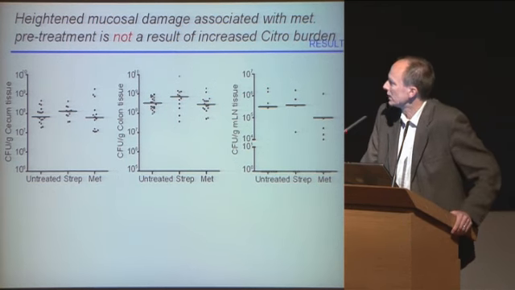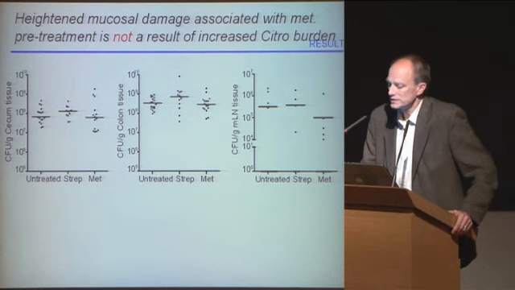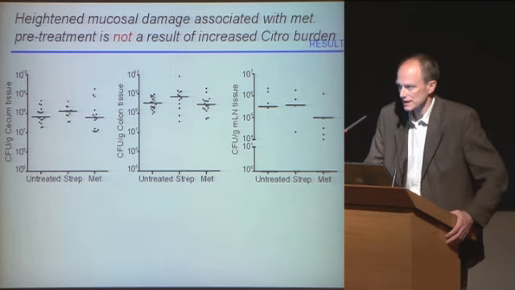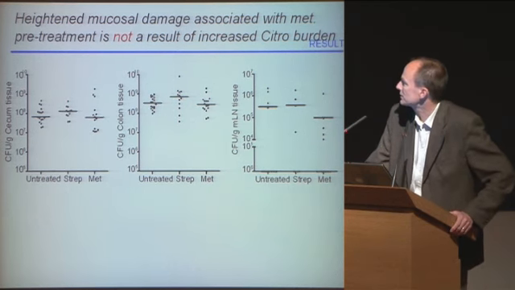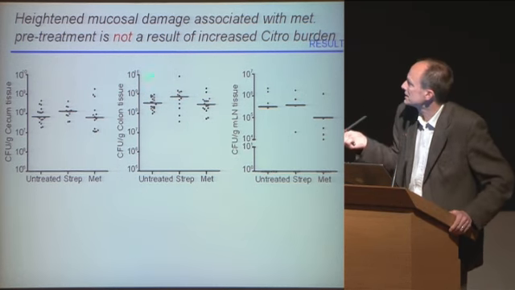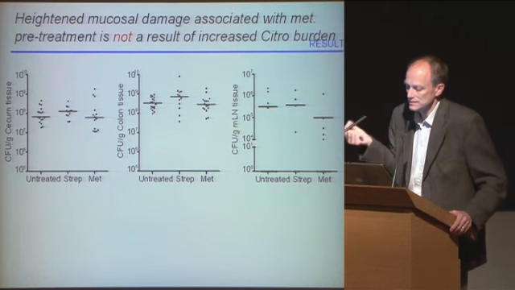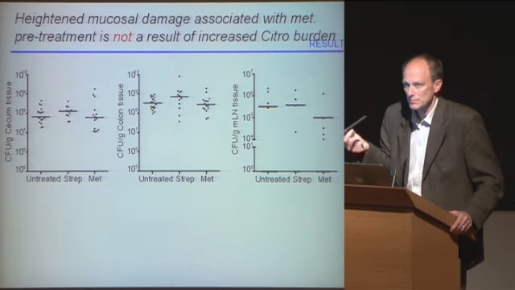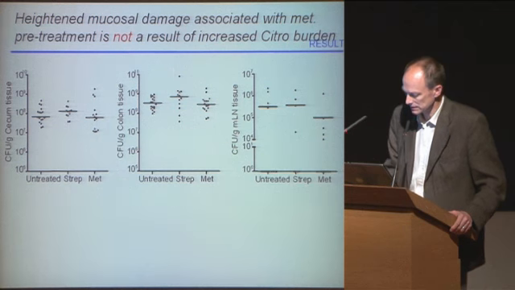Our first reaction was that it's just due to the different bacterial burdens, that metronidazole is affecting the total number of bacteria that are present. But what we found is that it's not a result of having more Citrobacter there. That doesn't seem to be the reason. The amount of Citrobacter seems to be very similar in the colon and the cecum or in the mesenteric lymph nodes. So it's not just due to an increased Citrobacter burden that's causing this decrease in mucus thickness.